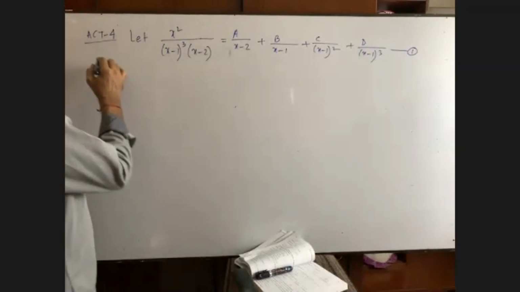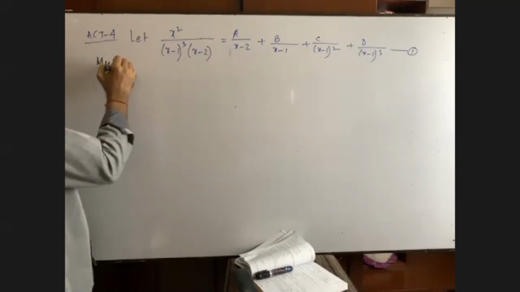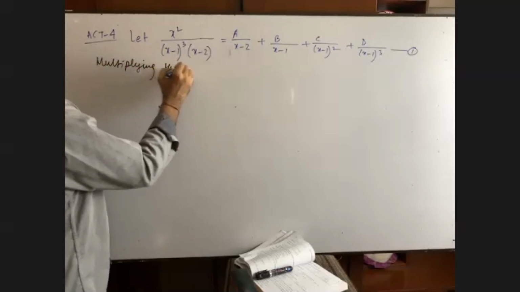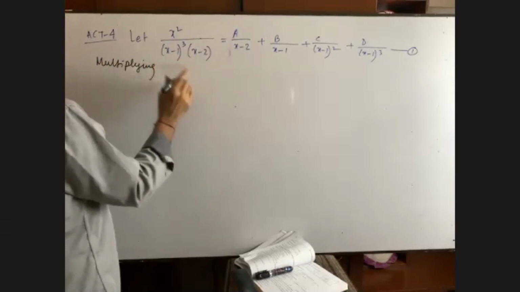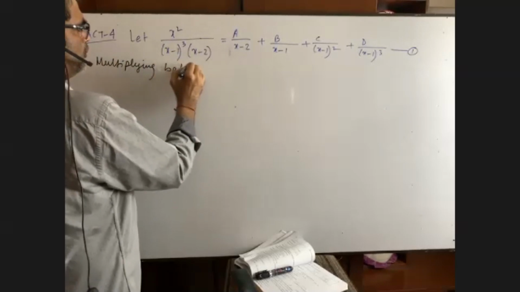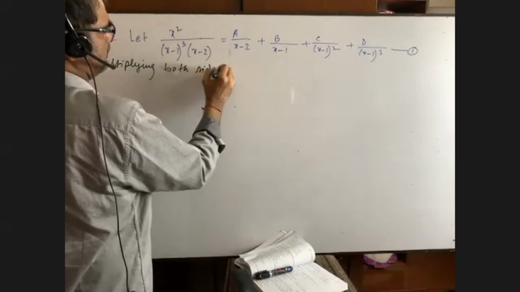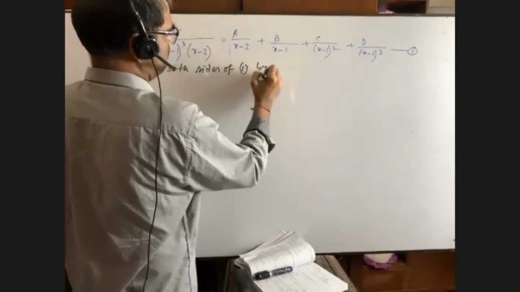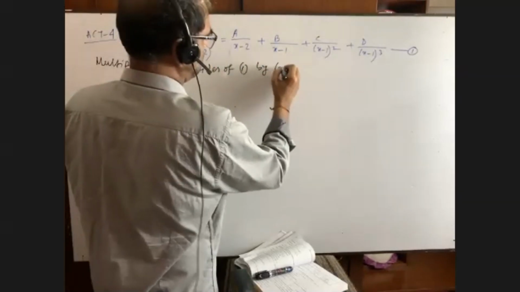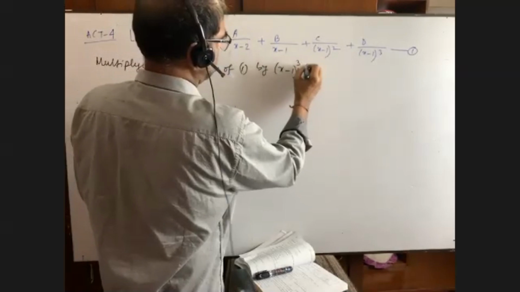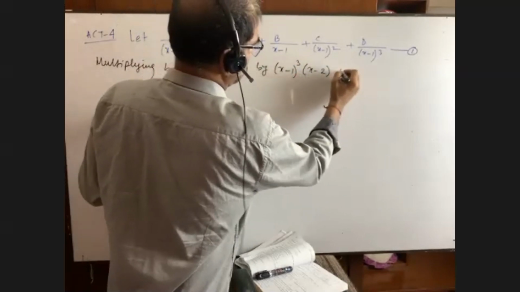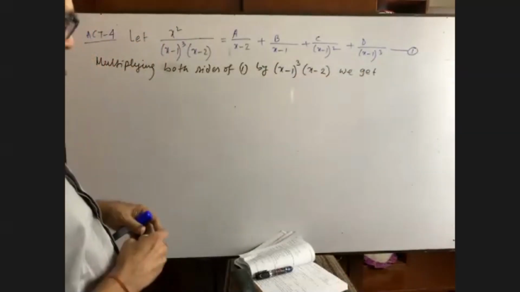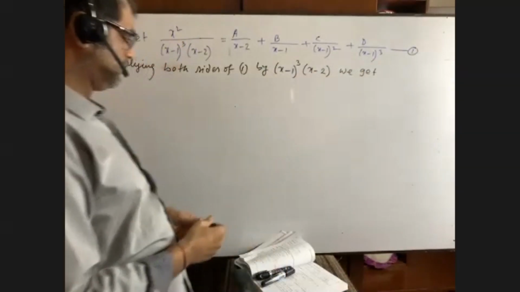Write down: similarly multiplying both sides of 1 by x minus 1 whole cube into x minus 2 we get. If we go for multiplying both sides of 1, then what will we get?